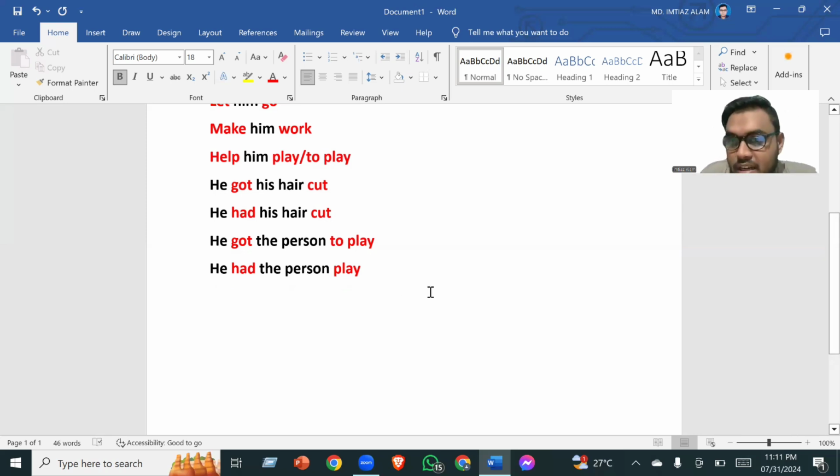I'm repeating again, when you see get or have, and after get or have you see lifeless things, then the next word will be past participle. And when you see get, and after get there is a human word, then the next word will be to plus base. And when you see have or the group of have, and after that you see the person, then the next word will be transformed as base form.